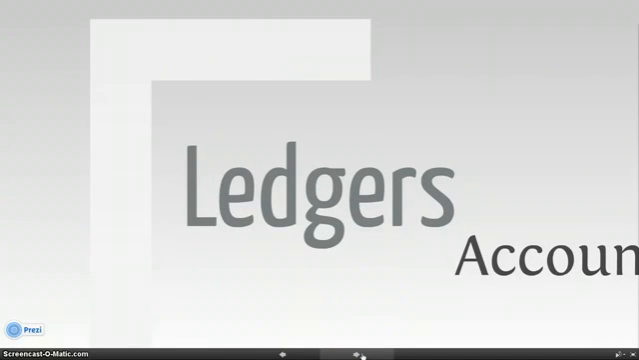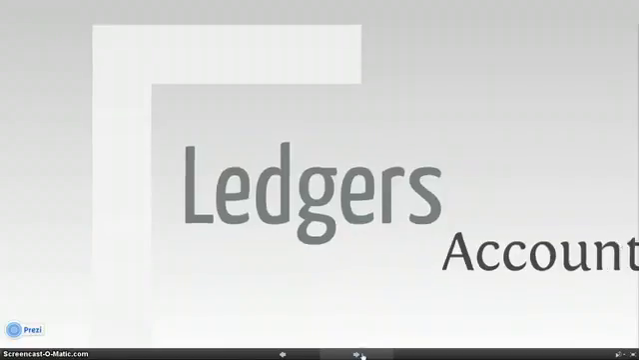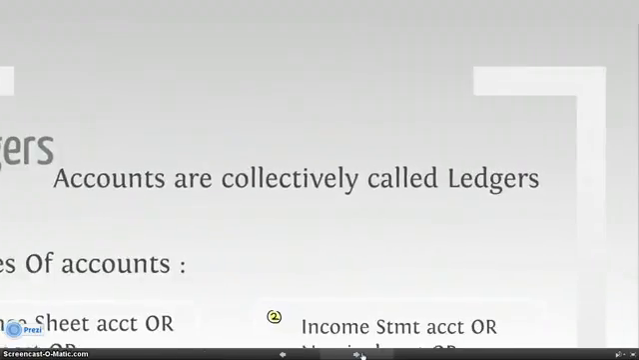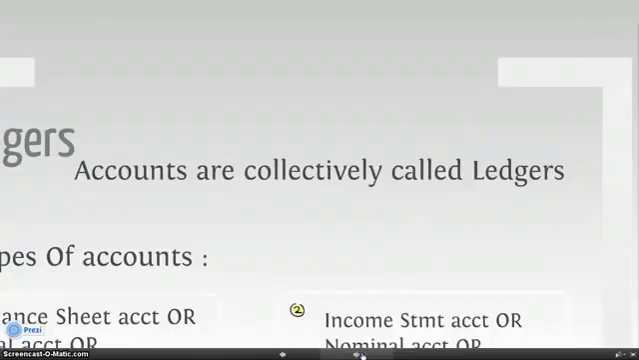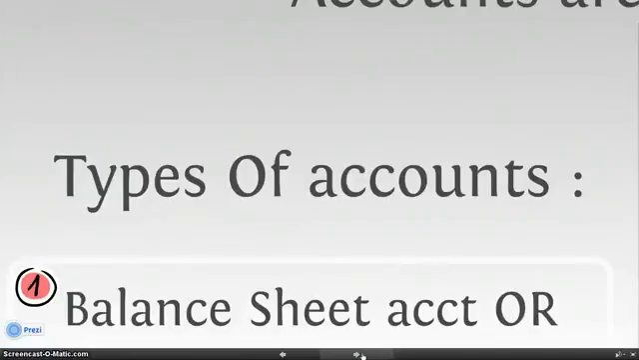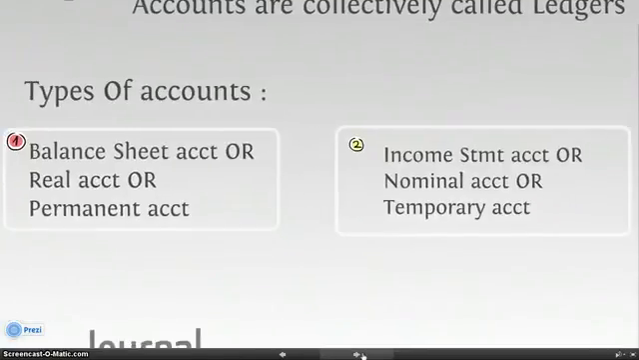And just a quick 15-second introduction to a couple more new terms. Ledgers. What are ledgers? Ledgers are really accounts; multiple accounts are collectively called ledgers, right? Essentially, a long time ago, people used to write them down in notebooks, and those notebooks used to be called ledgers. So the term still comes from there. And another way of classifying the accounts is balance sheet accounts, or real accounts, or permanent accounts. They all mean the same thing. Balance sheet accounts or income statement accounts. Income statement accounts are also called nominal accounts, temporary accounts, etc.